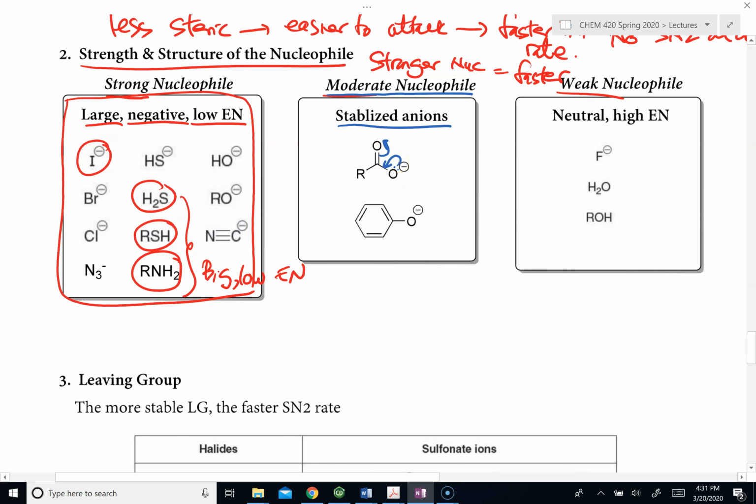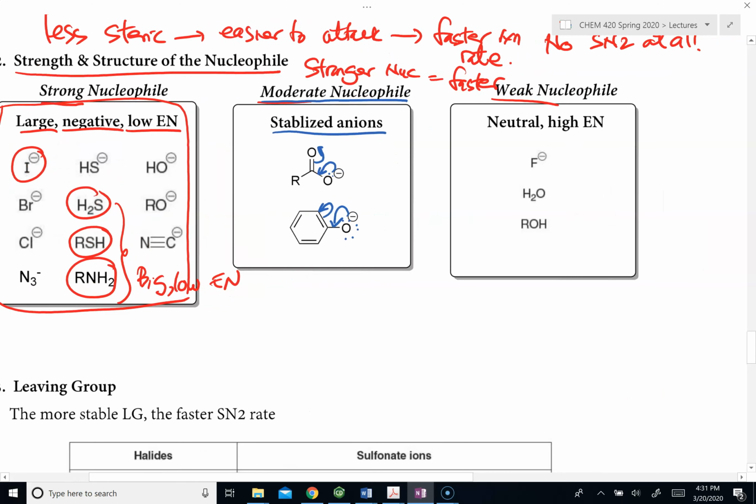And then another example would be the phenoxide. In this case, the electron here on this oxygen can also be donated to the ring to form resonance structures. And as a consequence, it reduces the electron density on this oxygen, therefore making this a moderate nucleophile. Even though it has a negative charge, the electron density is very well distributed in the molecule, making it a stabilized anion and therefore a moderate nucleophile.